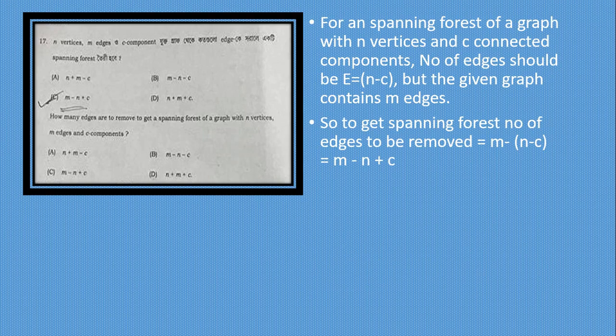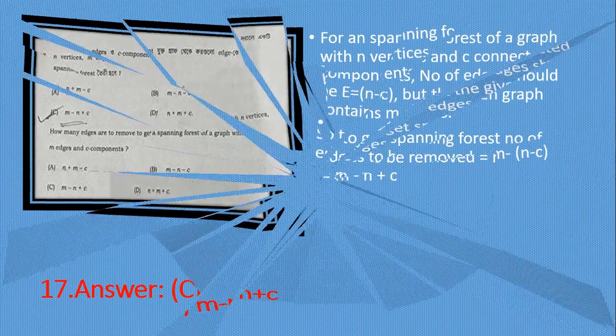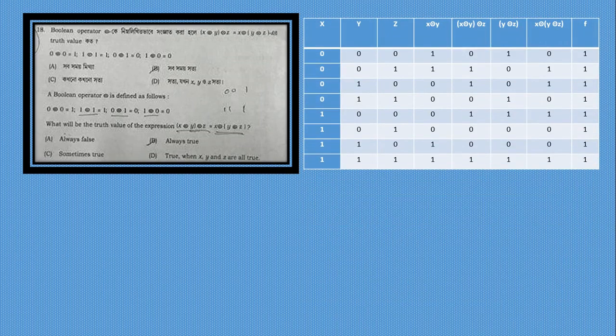So here the right answer is option C, m minus n plus c. A Boolean operator, this is an XNOR operation, is defined. The value of the expression X XNOR Y NOR Z and X XNOR (Y NOR Z). Here is the truth table.